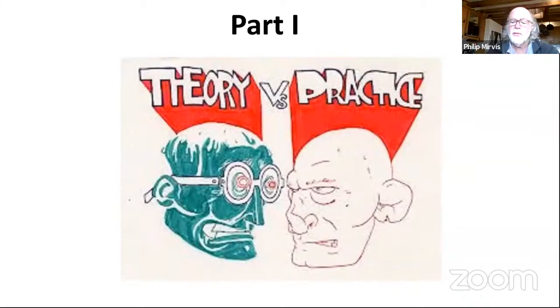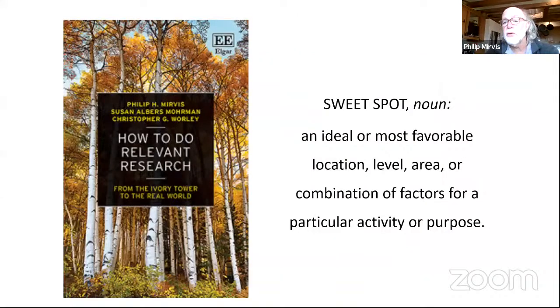And the 3 of us have had a career that has tried to sort of navigate the space between these 2 interests, theory and practice, that we will call in our new book, How to Do Relevant Research, which this 3-part series sort of introduces you to, is called the sweet spot. It's an ideal location, level, area, or combination of factors for a particular activity and purpose.